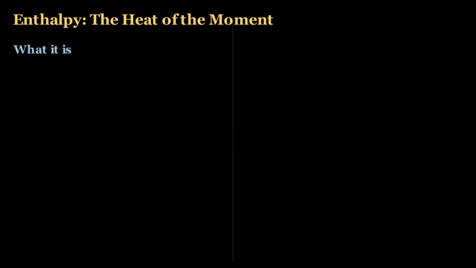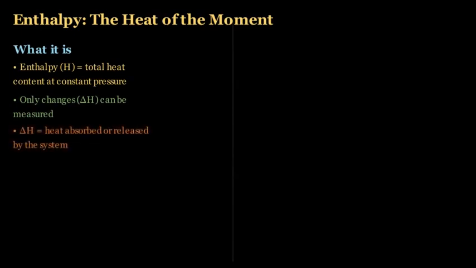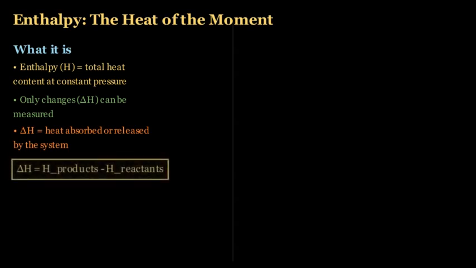Enthalpy, written as a capital H, is a measure of the total heat content of a system, like all the energy stored in the chemicals, when the pressure stays the same. But here's the catch, we can never measure that total H directly. It's like trying to count every grain of sand on a beach. What we can measure is the change in enthalpy, written as delta H. That change tells us how much heat the system absorbs or gives off during a reaction.